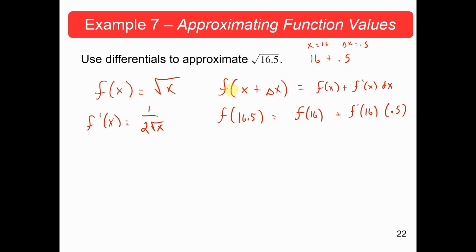So I'm saying f of 16, that's just going to be square root of 16, plus f prime of 16, which is 1 over 2 square root of 16, times 0.5. So that gives us 4 plus 1/8 times 1/2 effectively. So 4 plus 1/16. So this is going to give us, what, 65/16.